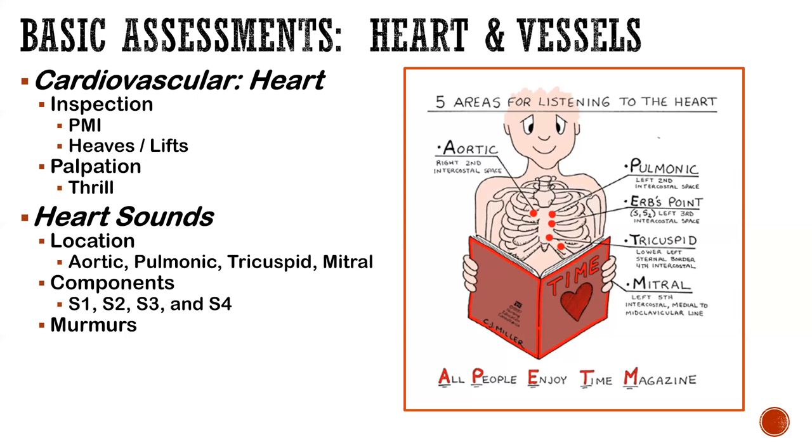You move down a little bit and you hear Erb's point, then down a little bit and hear the tricuspid, and then you move over to the side and listen to the mitral. Remember when I told you before that the mitral, the apex, the point of maximum impulse, and the apical heart rate are all the same location, as seen in this picture under mitral. It's the left side, fifth intercostal space, medial to the midclavicular line, and those are all interchangeable. You can memorize this with the saying at the bottom here: All People Enjoy Time Magazine. So you do need to know where to listen to those.